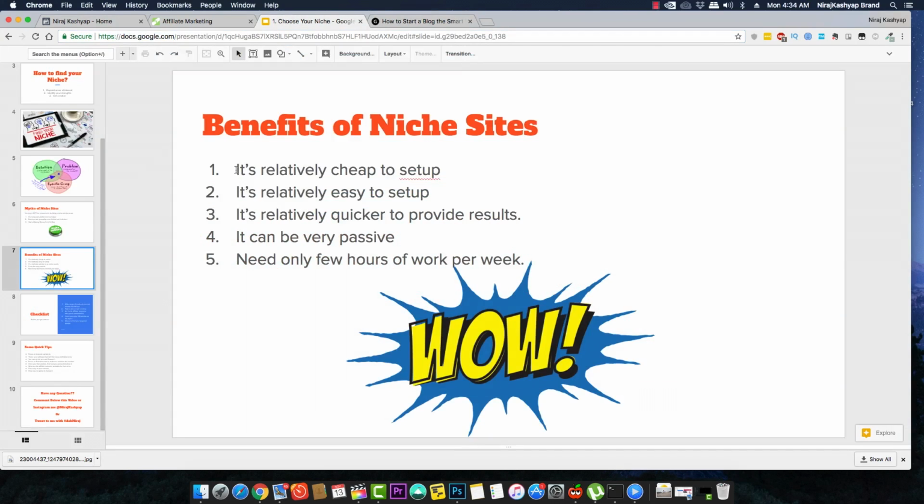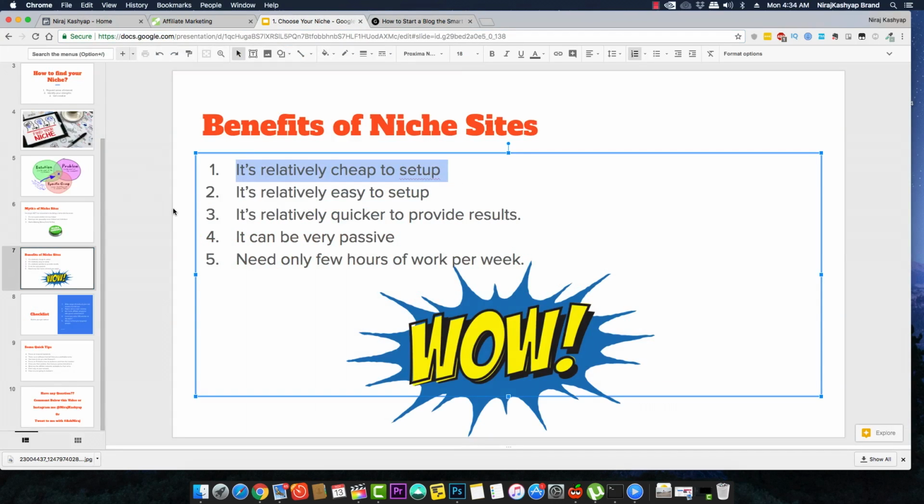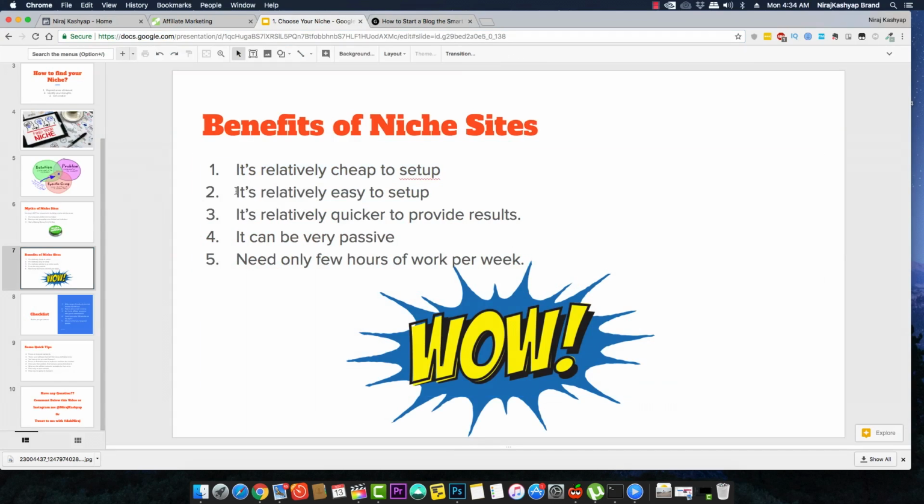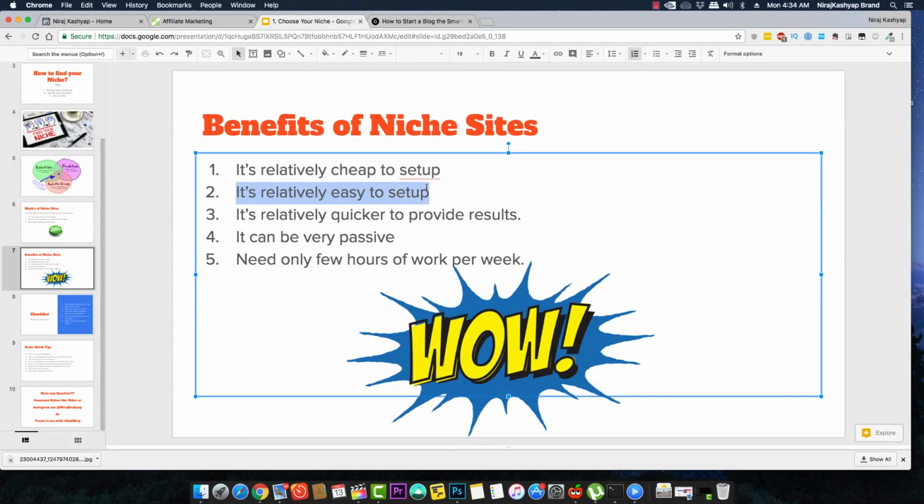Okay, so that's one part done. It's relatively cheap to set up. Coming on to the second, it's relatively easy to set up. So first is cheap, and the second is easy.